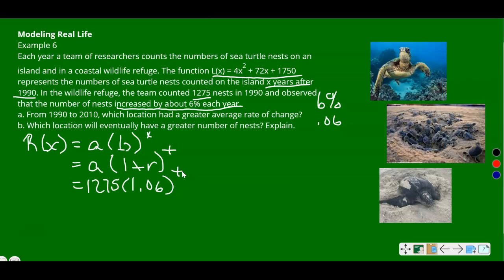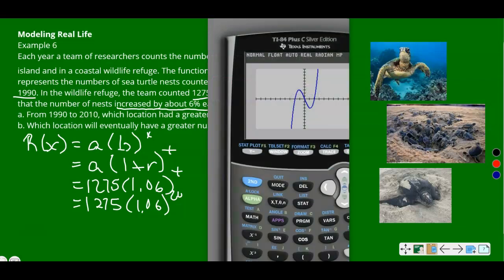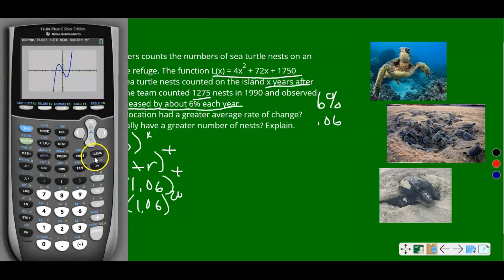All right, so to find the average rate of change from 1990 to 2010, that's 20 years. So we're going to have to put in a 20. So I've got 1,275 times 1.06 raised to the 20. We know if we put it in our calculator here, we can find what that number is. So let's pull this up and see.